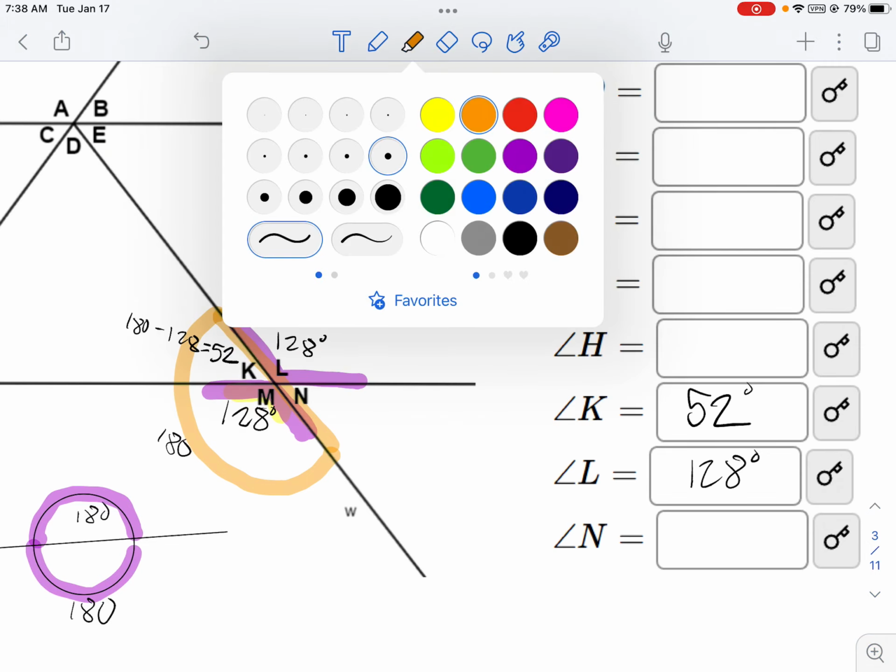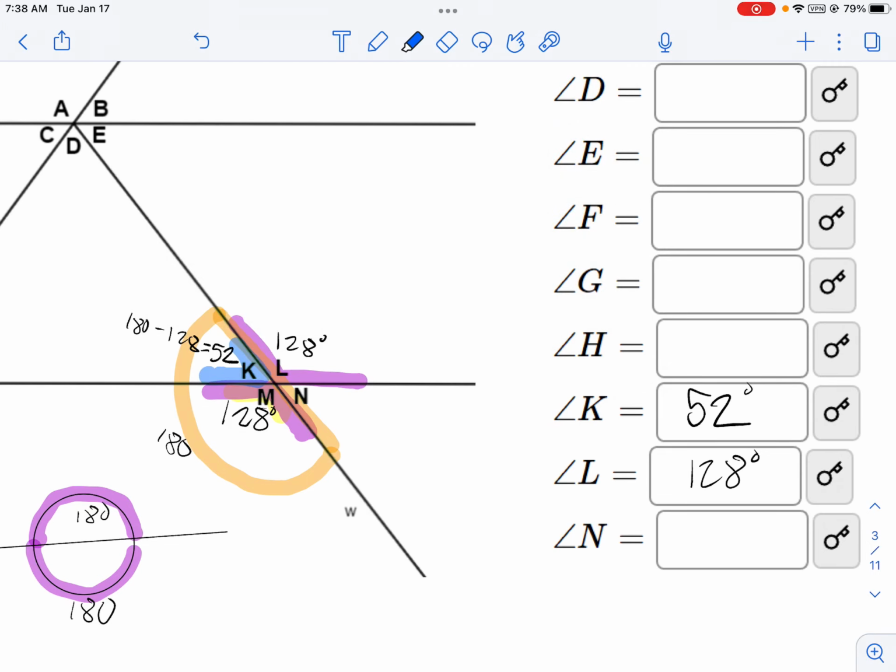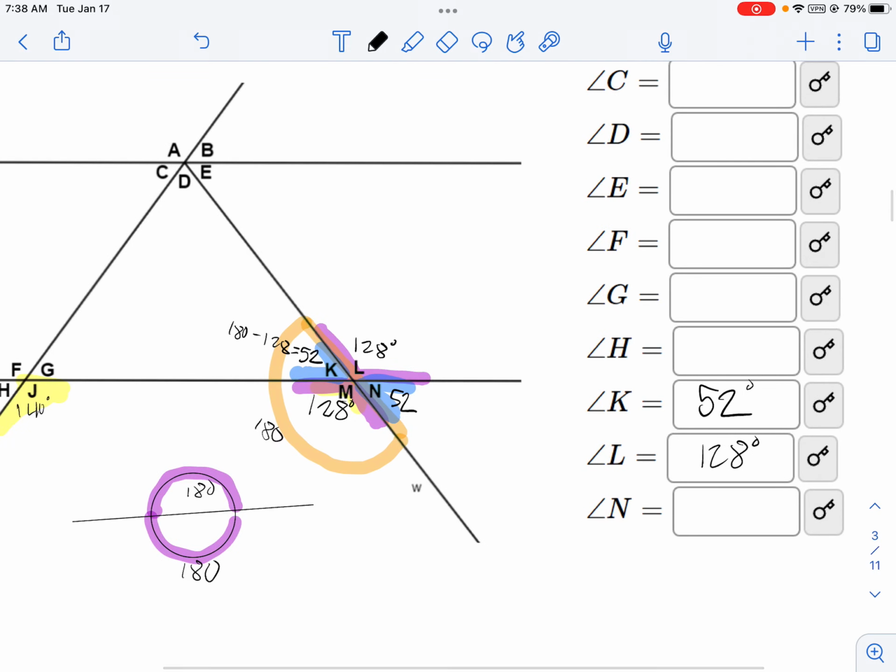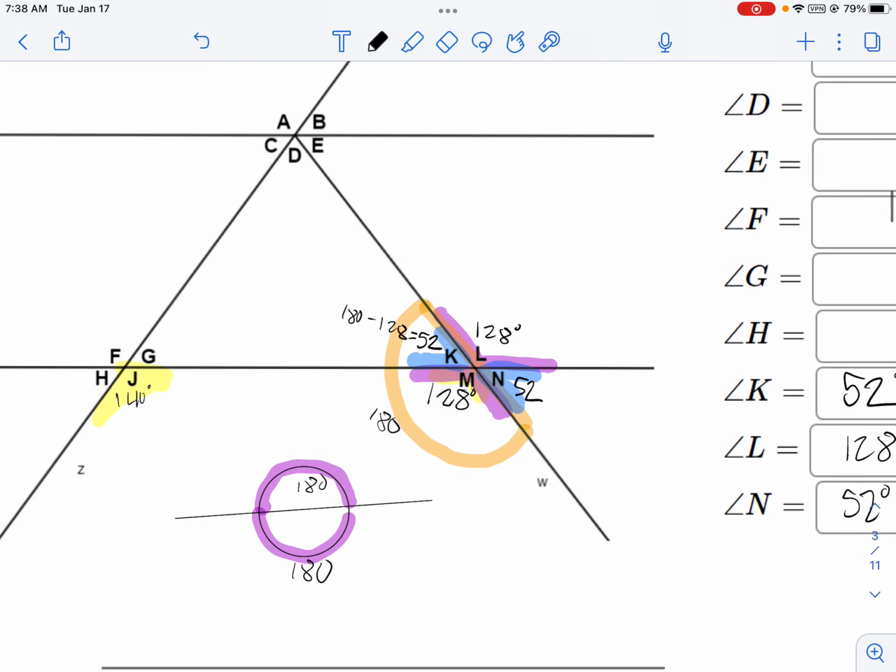You'd say, okay, well, that means that if we have K is this, directly vertical of it is angle N, and vertical angles are congruent, so that must also be 52 degrees. So angle N is also 52. Okay, now you know all four of those angles in the corner. Perfect. Where can we go from here?